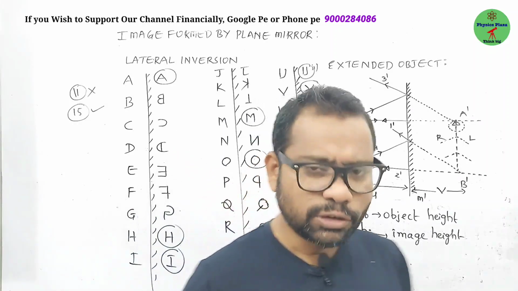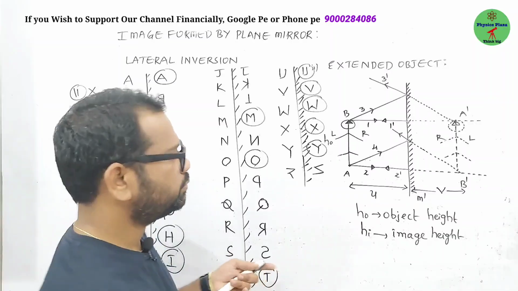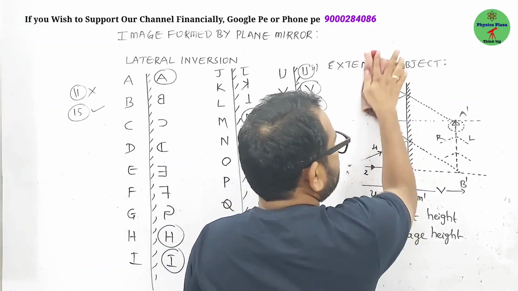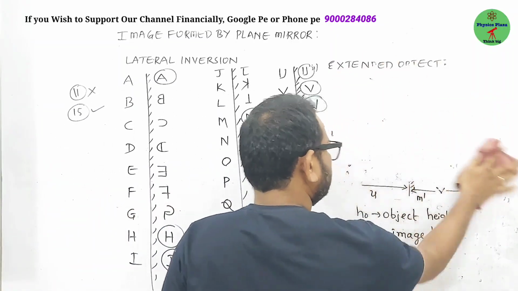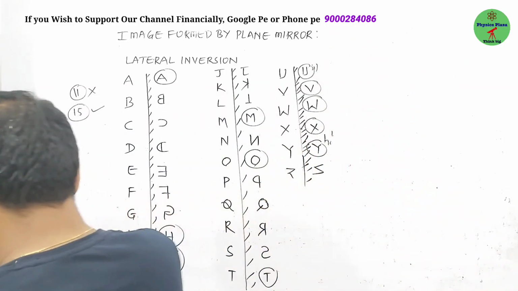Then you may get one doubt: sir, do they ask questions like this? No, they won't ask you the question like this. They may ask a question like this. So they may give you one word, dear children. They will ask you how it appears in front of a plane mirror.